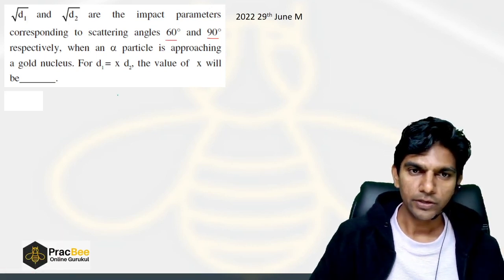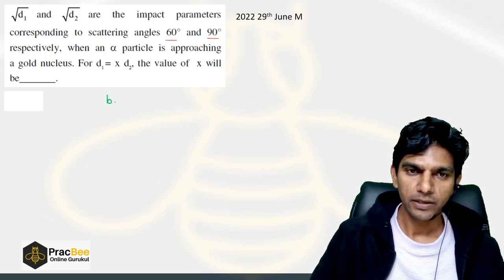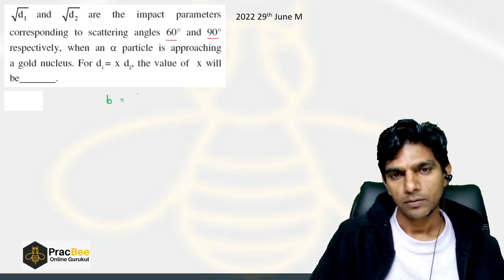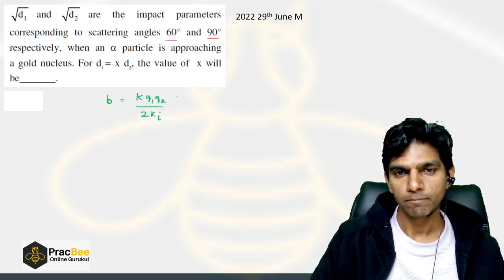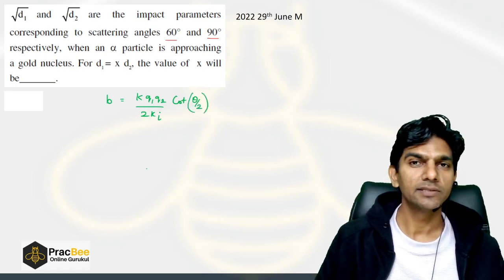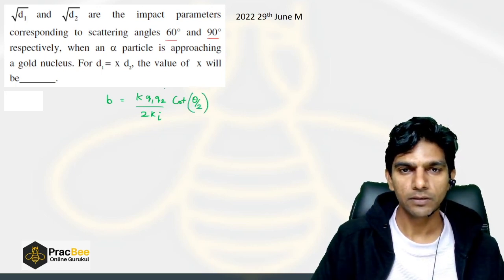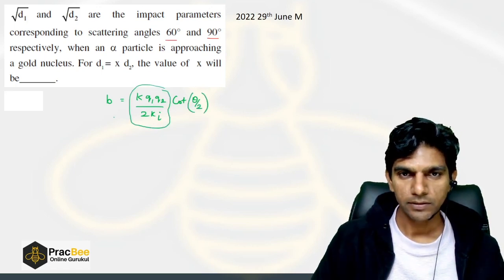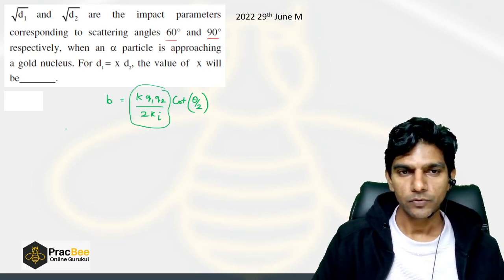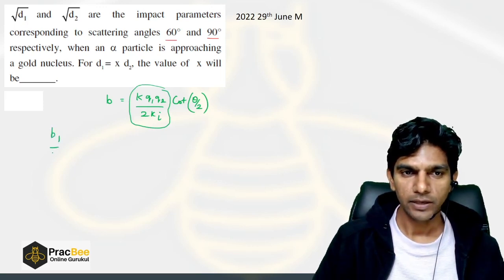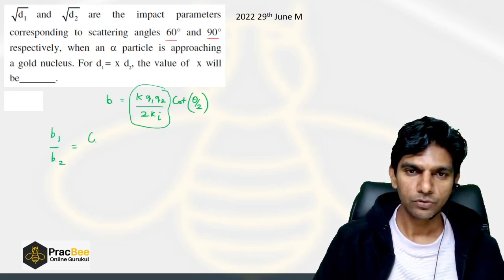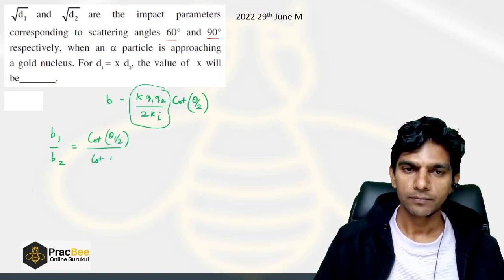So we are going to use this formula. So b is k q1 q2 divided by 2 times k e cot theta by 2, where theta is the angle of scattering. Can you see this factor is the same for both the cases? So we can say b1 by b2 will be equal to cot theta 1 by 2 upon cot theta 2 by 2.